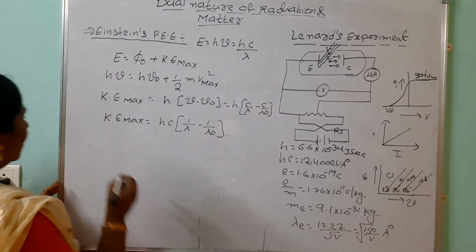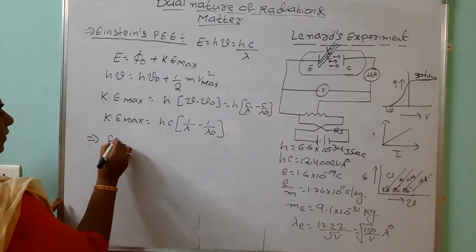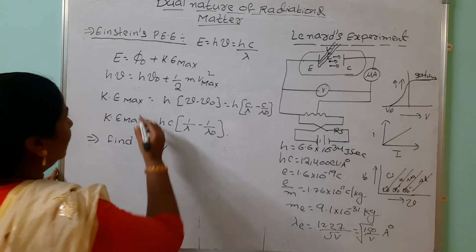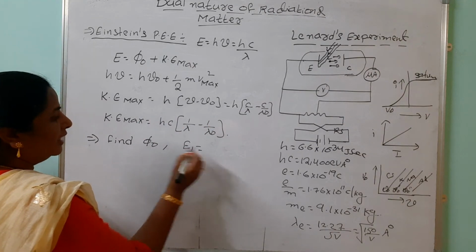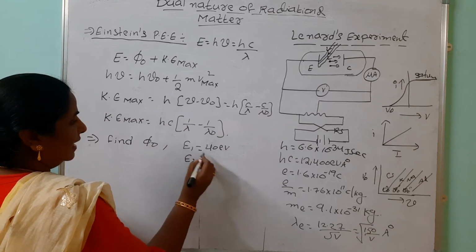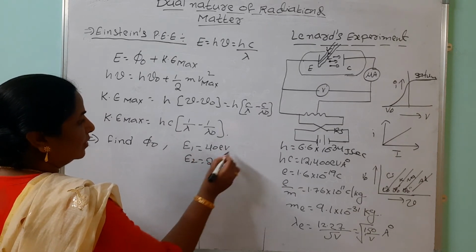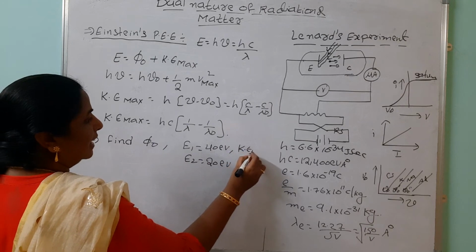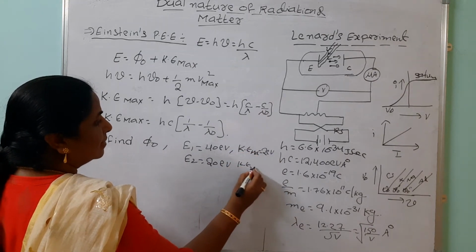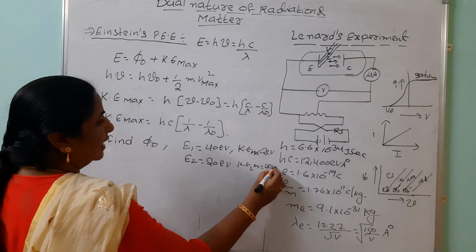We are doing one problem here. Find the work function of the metal. They are giving first E1 equals 40 electron volts. Next time the energy is 20 electron volts. Maximum kinetic energy is 2 electron volts, and in the second case maximum kinetic energy is 4 electron volts.